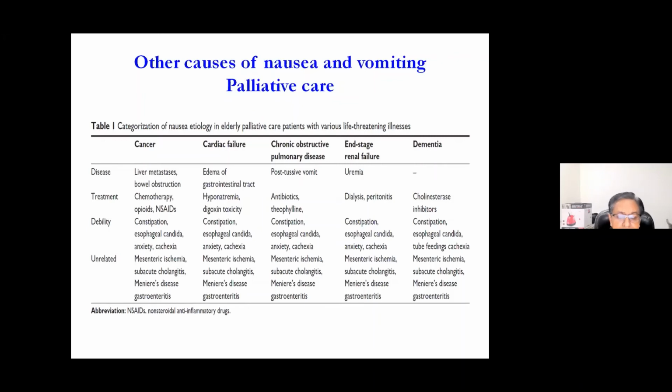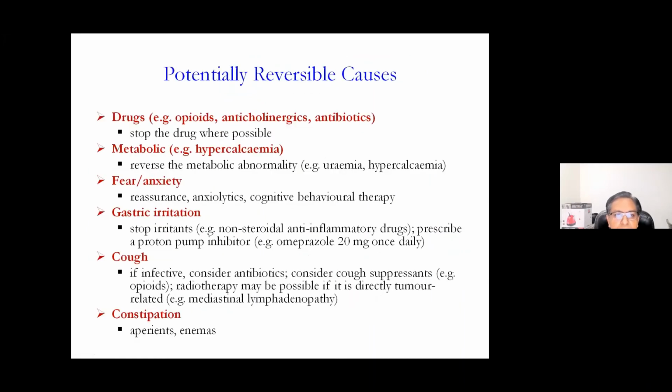Non-cancer nausea and vomiting can also be seen in palliative care settings, like in cardiac failure, COPD, renal failure, and dementia. The underlying etiology needs to be controlled. They cannot be treated, they need to be controlled, and then depending upon the manifestation, drugs like 5-HT3 antagonists or steroids, or even olanzapine, with its emerging role, have some reported use in such non-cancer-related nausea and vomiting.